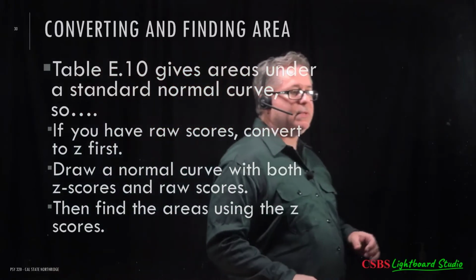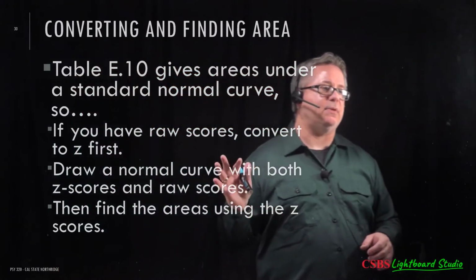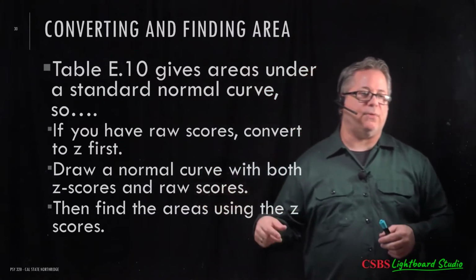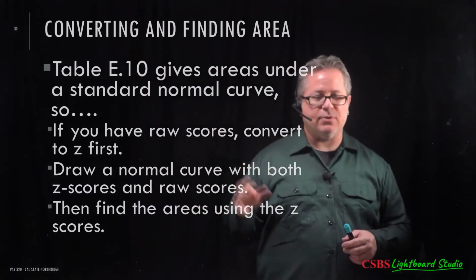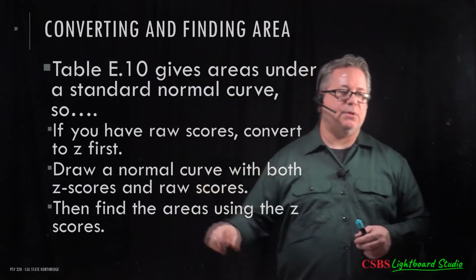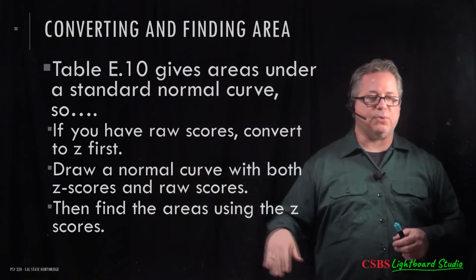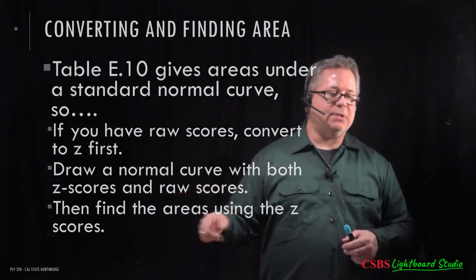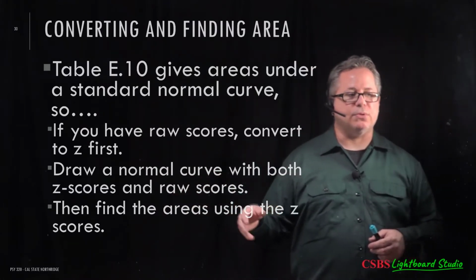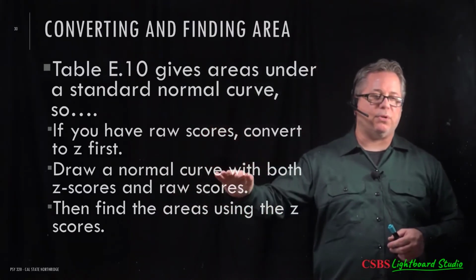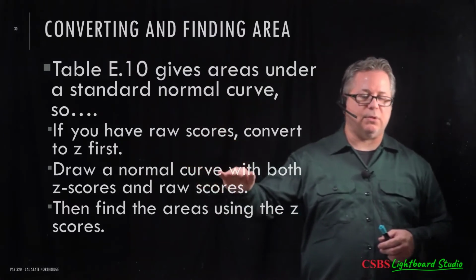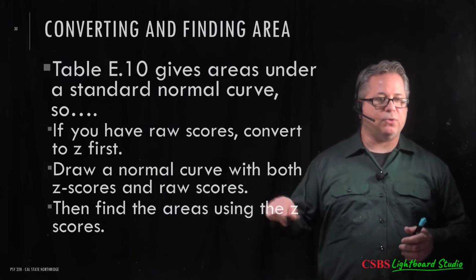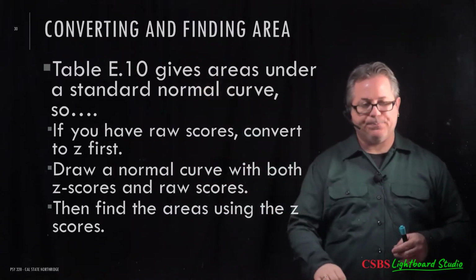Converting and finding areas. So that table E10 that I was talking about gives areas under a standard normal curve. So like with the have need chart, if you have raw scores, convert them to Z's first. Draw a normal curve with both the z-scores and raw scores there, like we've talked about. Then find the areas using the z-scores that correspond to those raw scores. So convert first, draw the curve out, figure out where the areas are you're looking for, and then find the area using the z-scores or the z-table that's in table E10.